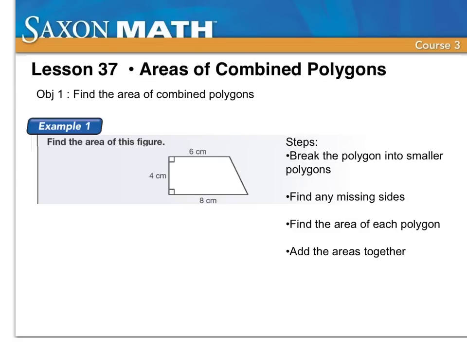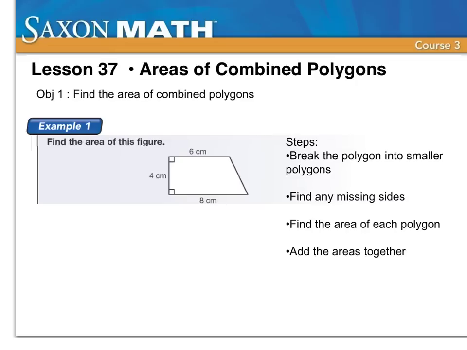We are ready for lesson 37, talking about the areas of combined polygons. And your objective is to find the area of combined polygons. Well, example 1 says find the area of this figure, okay? And it gives you the dimensions of it, and it's kind of a funny looking figure. It's not like a rectangle or a square or a triangle or anything like that.